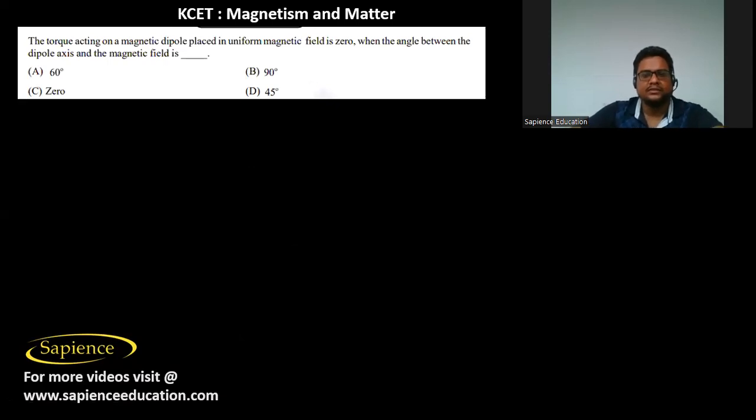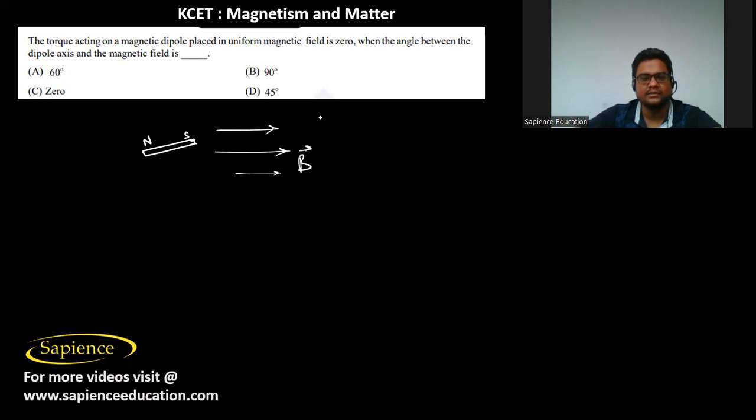Okay, so then here it is told, a torque acting on a magnetic dipole. Magnetic dipole means magnet, we can say. It is placed in a uniform magnetic field.